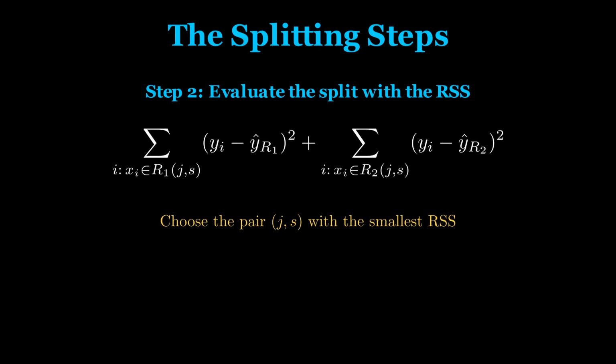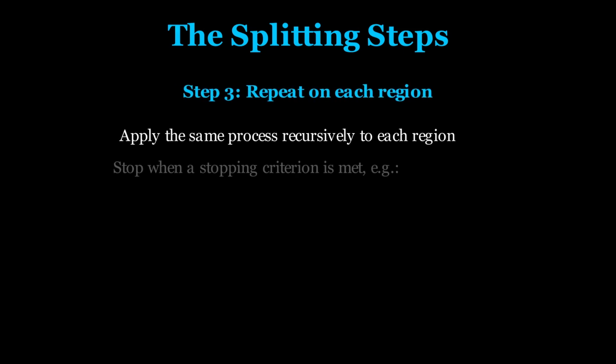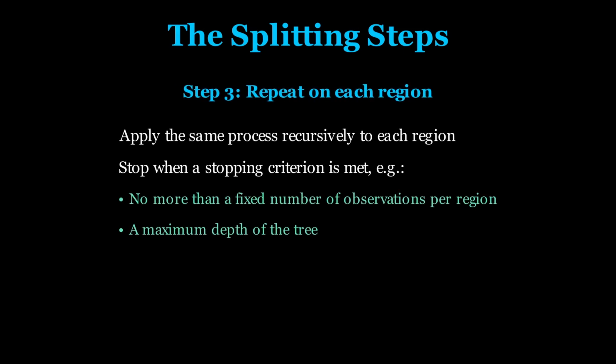We then use the optimal j and s to split the dataset into the two regions. Step 3. Apply the same process recursively to each resulting region. We continue splitting until a stopping criterion is met, such as having no more than a fixed number of observations in each region, or reaching a maximum depth of the tree.